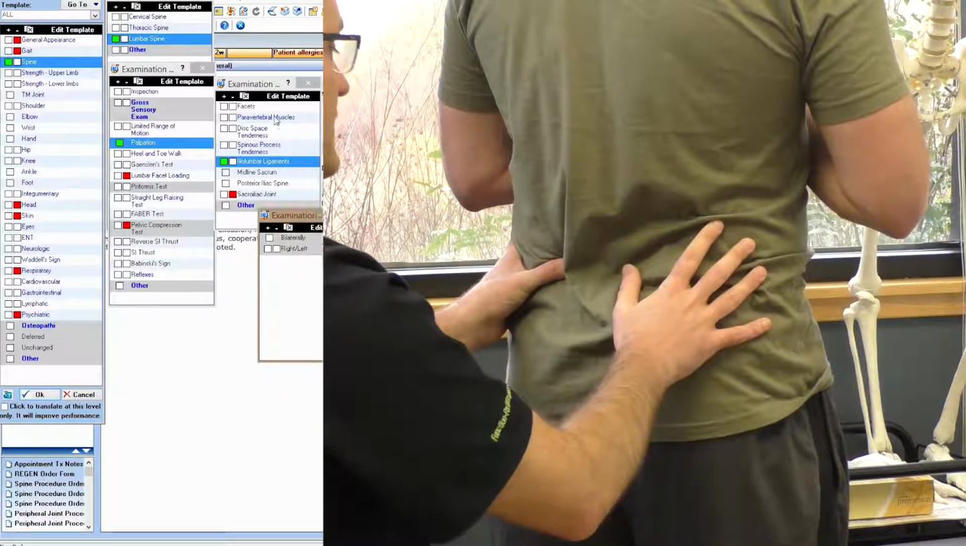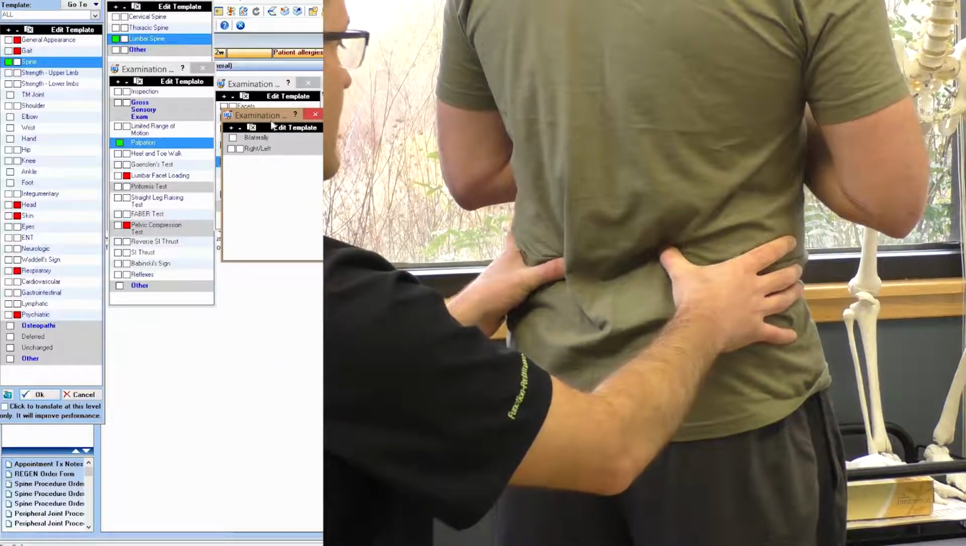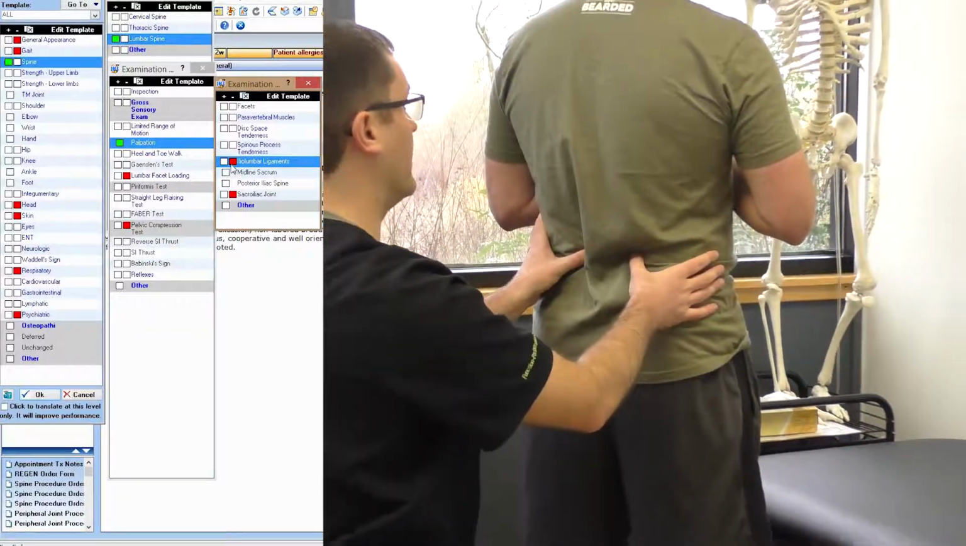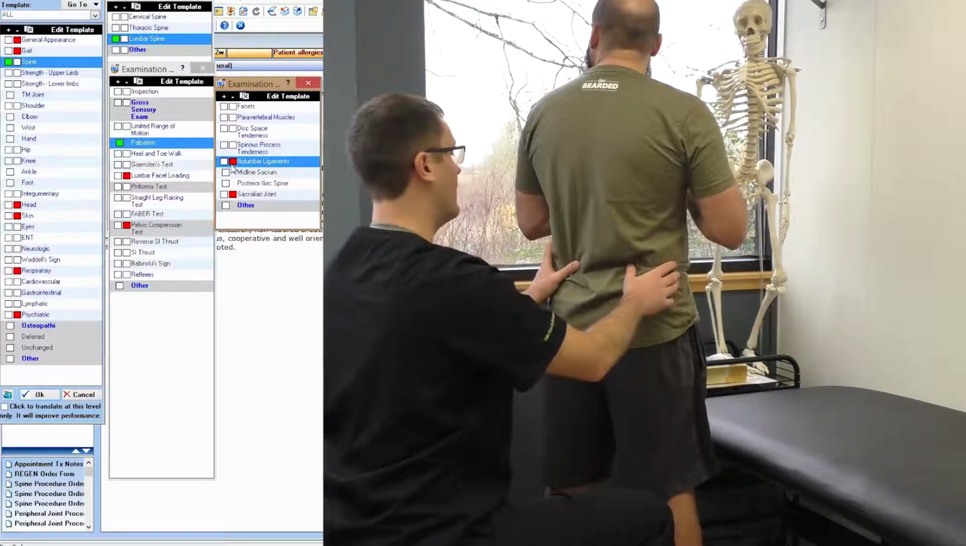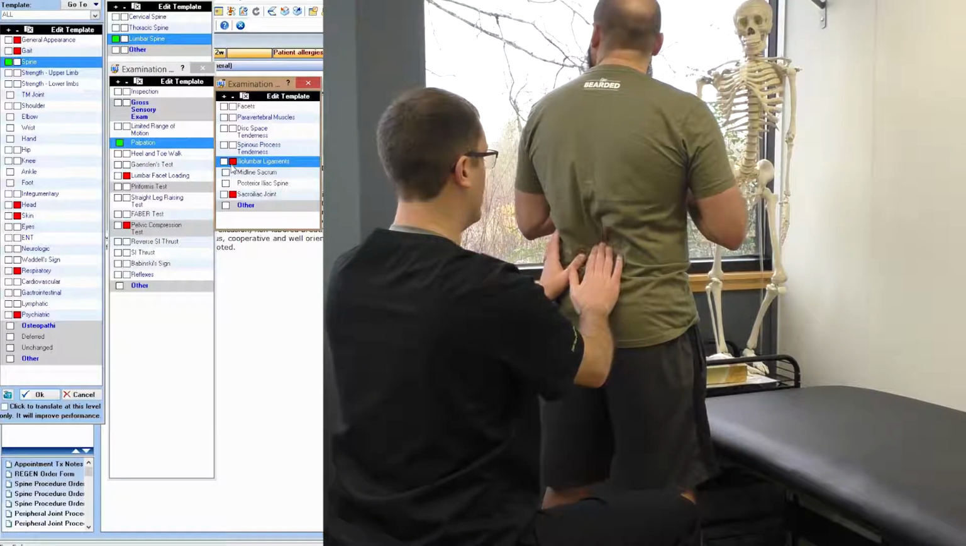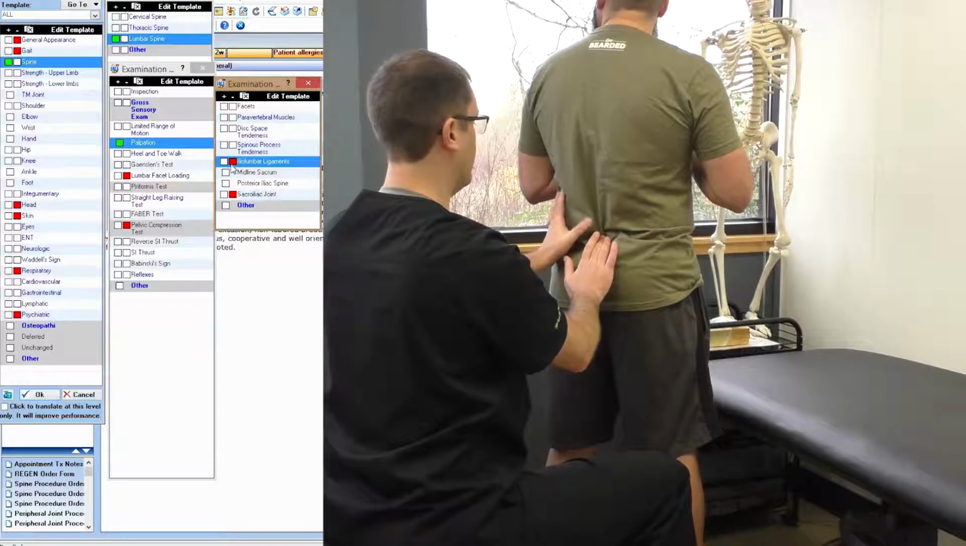If you have a question, just ask the provider during the exam: where are you, what are you palpating, which structure are you targeting? Otherwise, mark it normal.